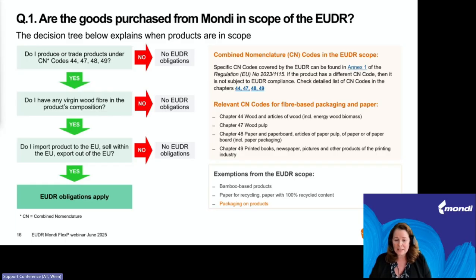And one more time, these are the exemptions from the EUDR scope. A notable exemption is also bamboo-based products, not so relevant for us at Mondi, but in principle, this is one of the exemptions under the scope. Also paper with 100% recycled content, sometimes called paper for recycling, and packaging on products. And at this point, we wanted to unpack a little bit more. If we go to the next page, I'm going to hand over to my colleague, Michiel.